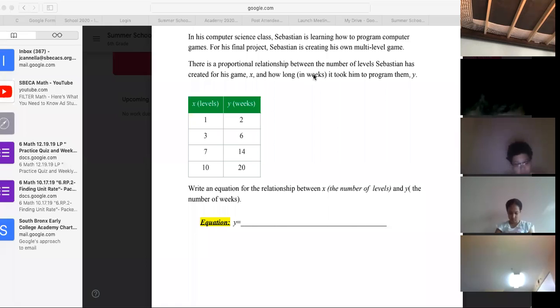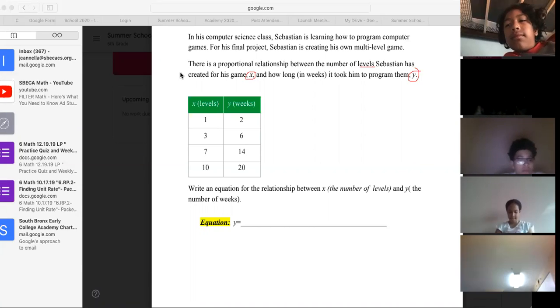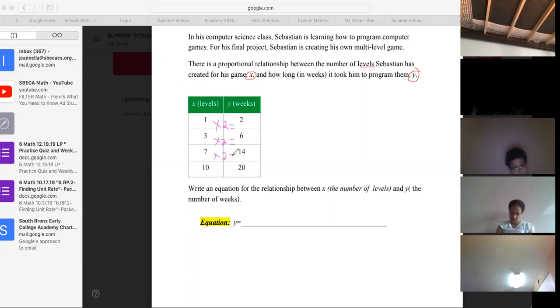Okay, same exact thing that we just did. Taris, so we're going to circle X, which represents the levels, and the Y represents the weeks. Taris, talk to me on how I get from 1 to 2. What do I do? 1 times 2. Talk to me about 3 and 2. How do I get there? 3 times 2. Okay, keep going. How do we get from 7? 7 times 2. Talk to me about 10 and 20. 10 times 2. Okay. So what is the rule or pattern, kiddo?